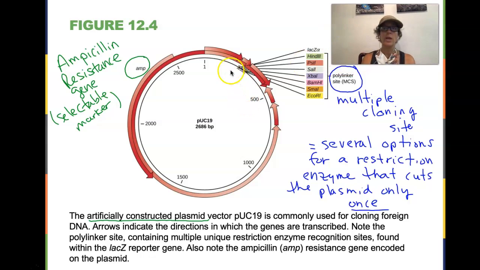There we go. This big circle is a plasmid, so a circular piece of DNA. It has been very stringently engineered to have features that allow researchers to use it for recombinant DNA technology. This happens to be called pUC19. The p is for plasmid. The UC is for University of California. And 19 because it was the 19th one they came up with.